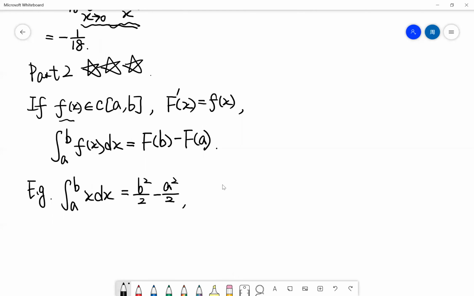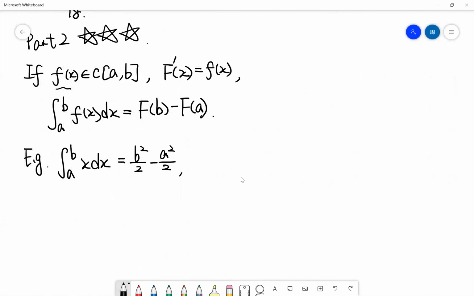Right? And now let's check. If we don't know how to draw the graph and we don't know the formula either, then how do we calculate this definite integral using this formula? So here, follow the theorem. First step, we should find an antiderivative. So how to find the antiderivative? That is an indefinite integral thing, right?